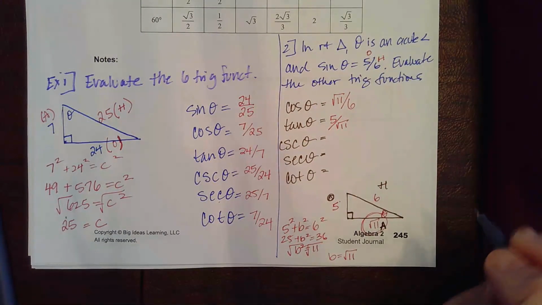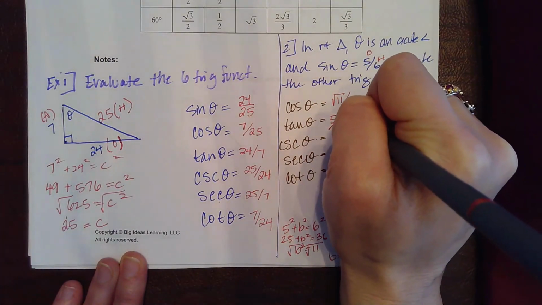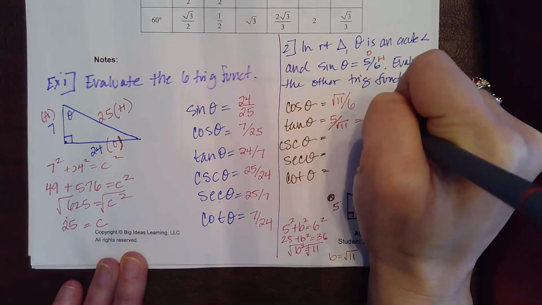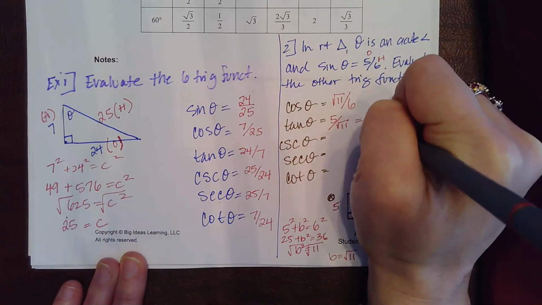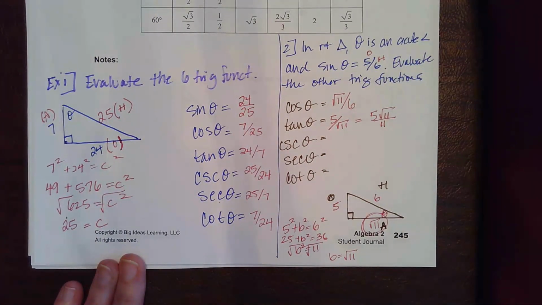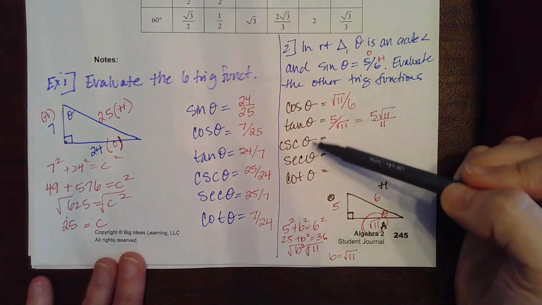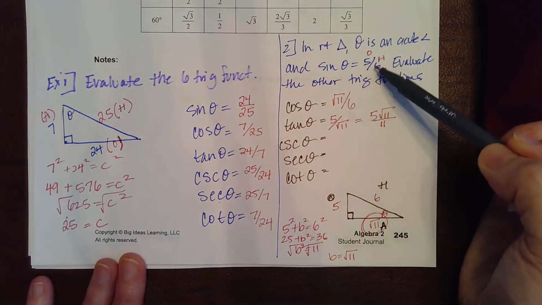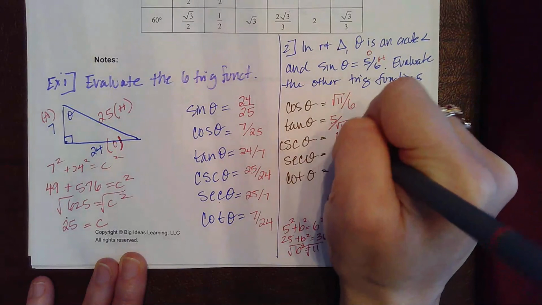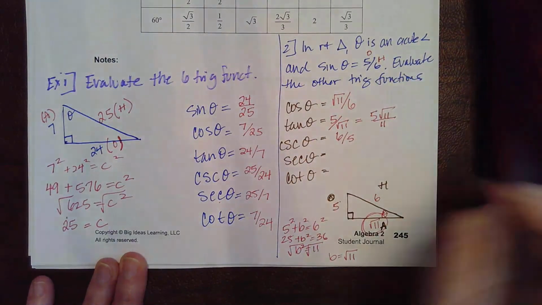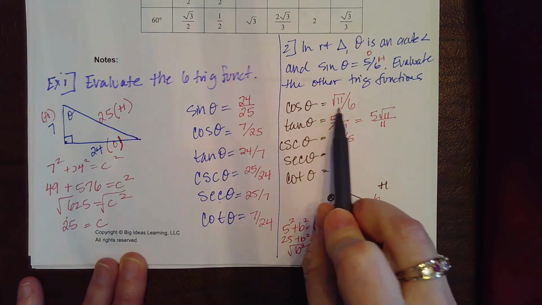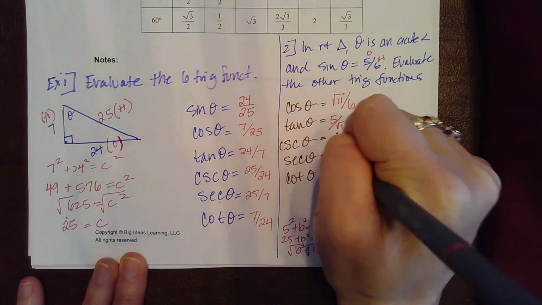So you would need to rationalize here. Multiply both the top and the bottom by root 11. So I get 5 root 11 over 11. Cosecant is the reciprocal of sine. So if sine was 5/6, then cosecant is 6/5. Secant is the reciprocal of cosine. So this would be 6 over root 11.